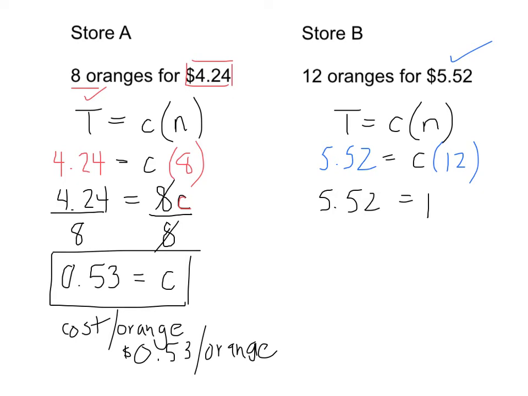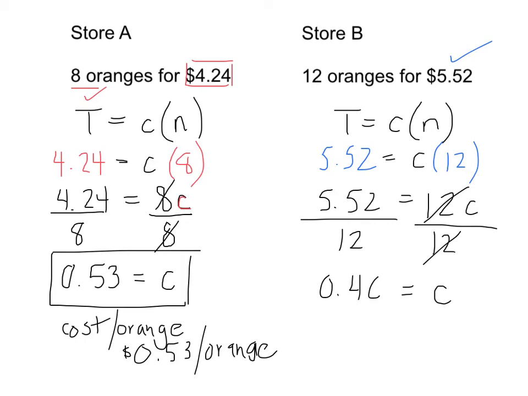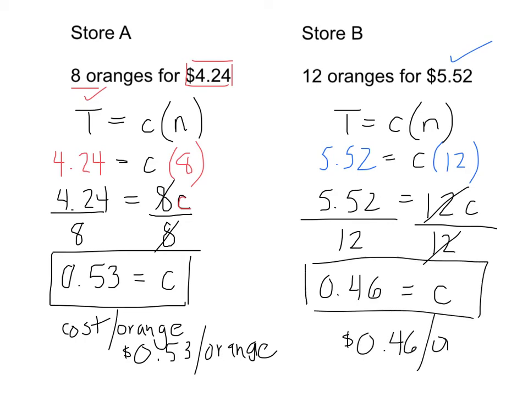5.52 is equal to 12 multiplied by C. We're going to do the same thing to solve for C. I'm going to divide the right side by 12 to reduce this to 1, which means that we have to divide the left side by 12. Whatever you do to one side of the equation, you must do to the other in order to keep the equation balanced. So on the right side, we're left with just the variable C, and 5.52 divided by 12 gives us 0.46. That means that it costs 46 cents per orange if we shop at store B.